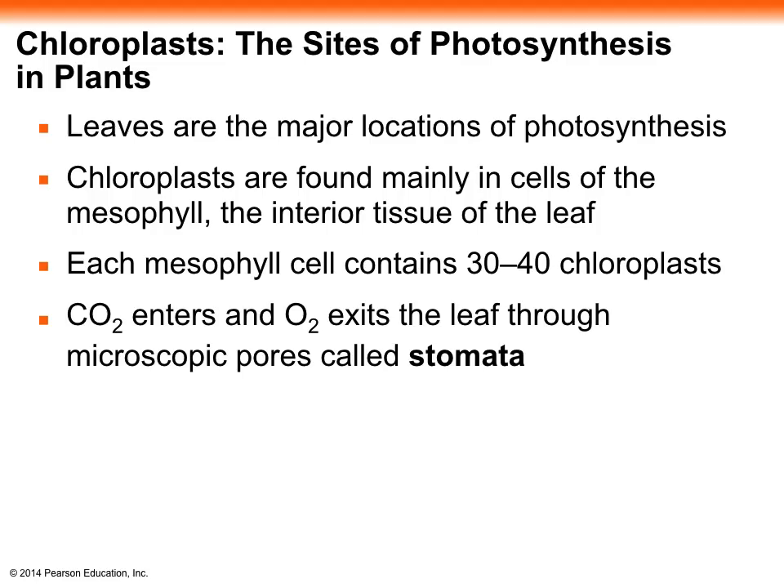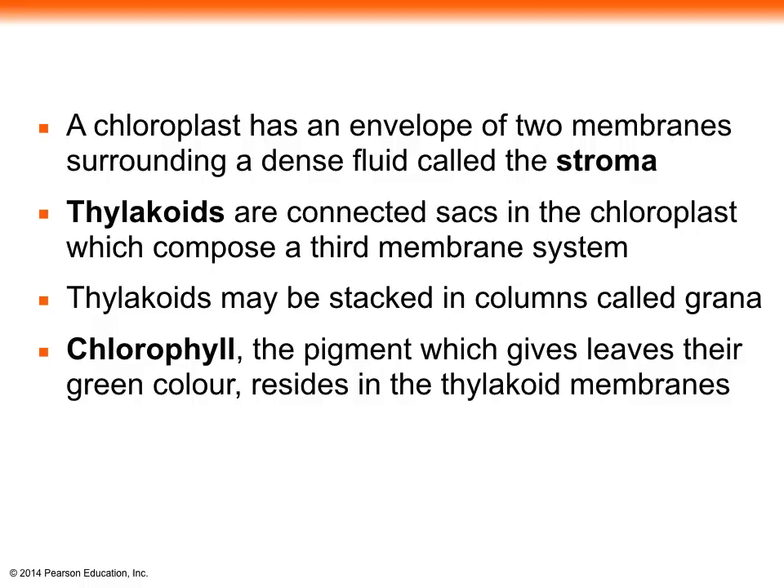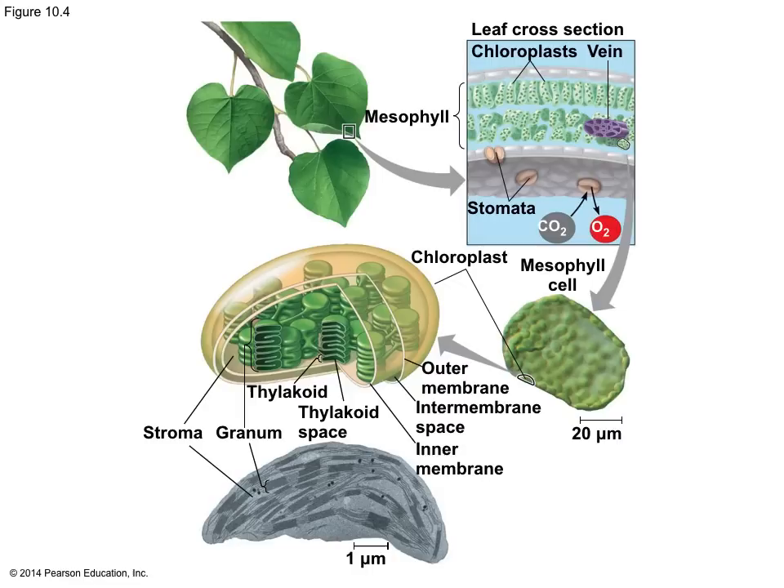So you have stomata, we have chloroplasts, we have thylakoids. These again are those green sacs in the chloroplast. And finally we have chlorophyll, which is the pigment which gives leaves their green color. The chlorophyll is what absorbs the light energy and transfers them to electrons.